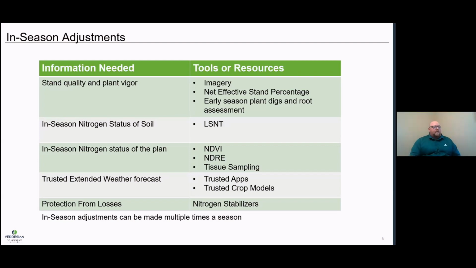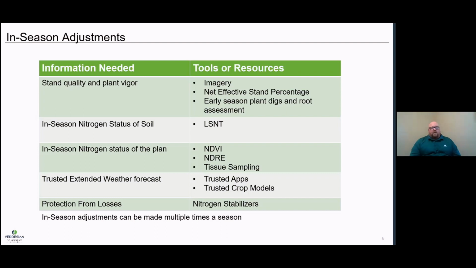Going back to that nitrogen status in the soil, we take those samples, see if we've experienced any loss, and use tools like the LSNT, the late season nitrogen testing, to decide what to do from a nitrogen application standpoint. The in-season nitrogen status of the plant, NDVI, NDRE, or tissue sampling, or any combination of those things, really helps us look at that nitrogen status inside the plant.